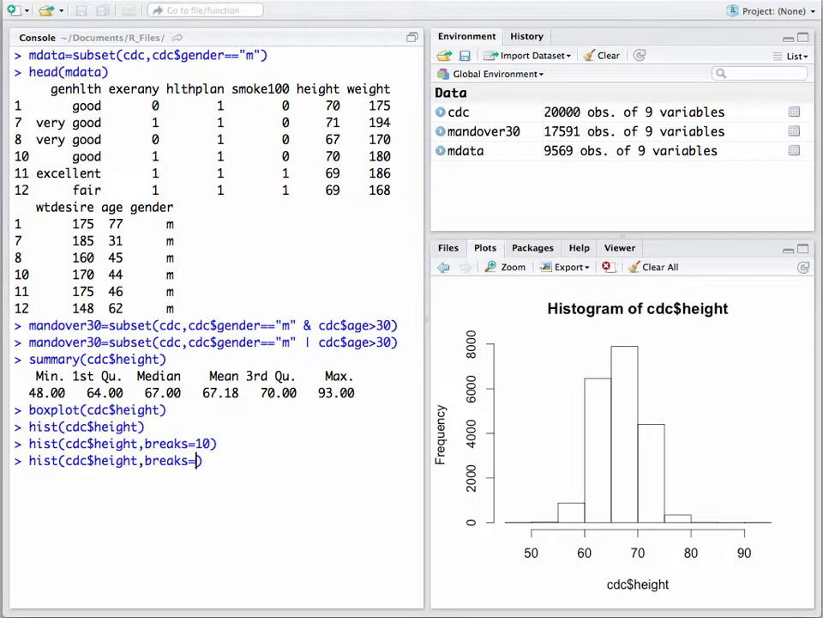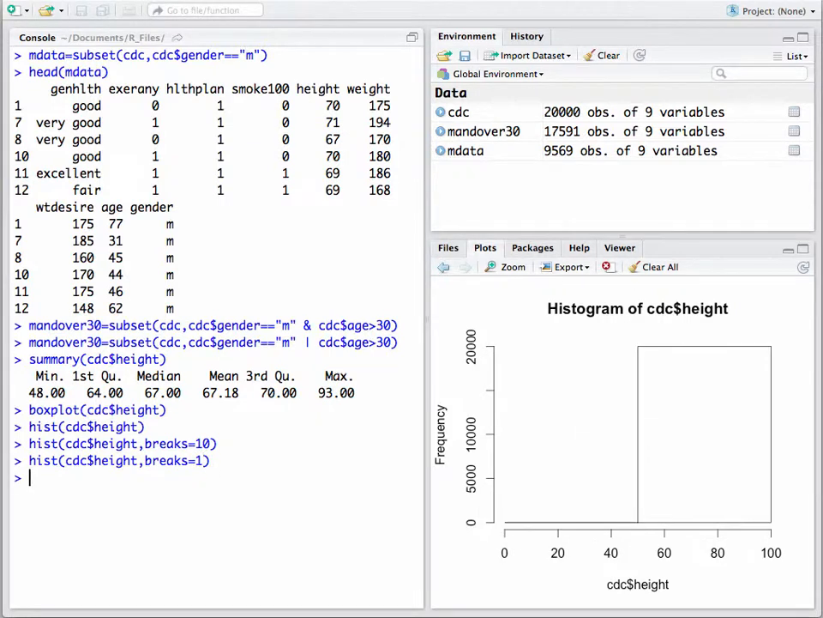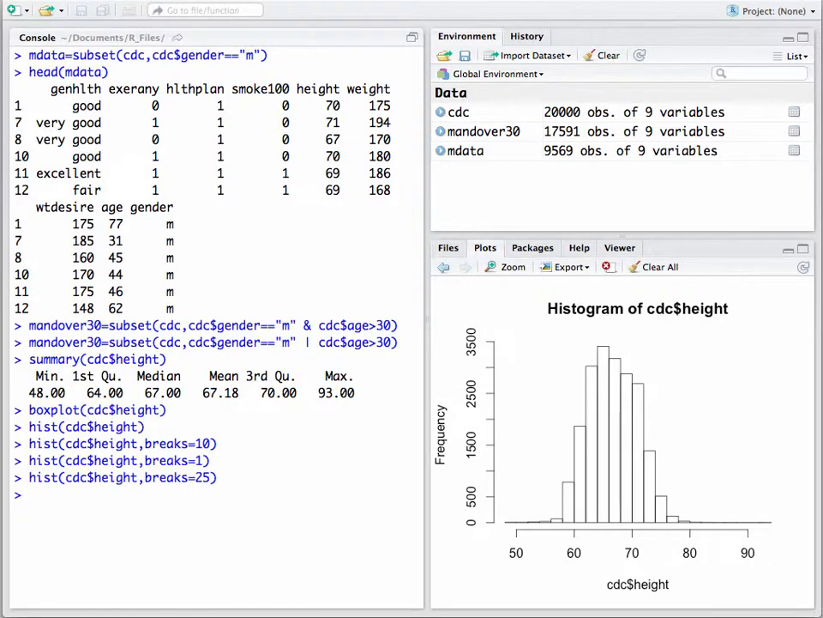Let's try it. I'm sorry, I hadn't tried this up front. I'm just thinking off the cuff here, so I want to try something a little bit different and see what it does. Yeah, breaks equals 1. That was a really bad idea. See what it does is it changes the number of bars. Let's go 25. Let's see what that does. There we go. So how many bars you basically have is the way you can think about that number.